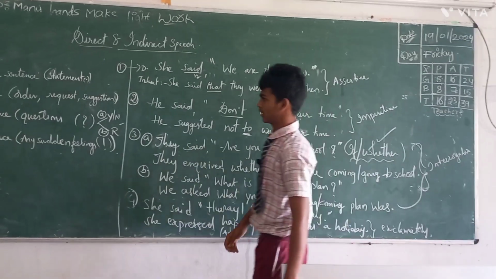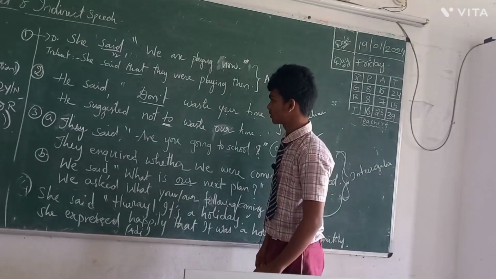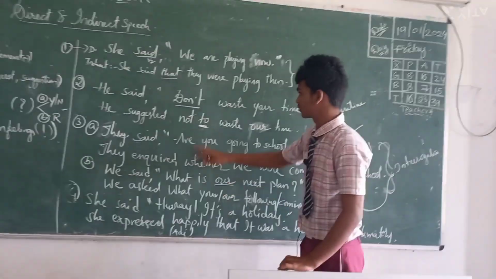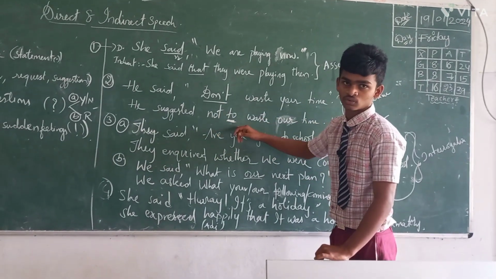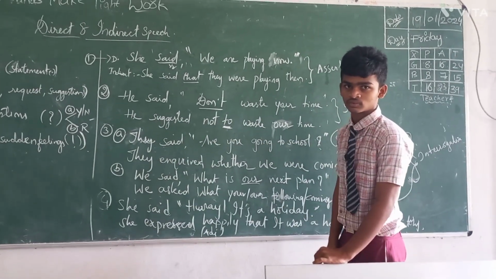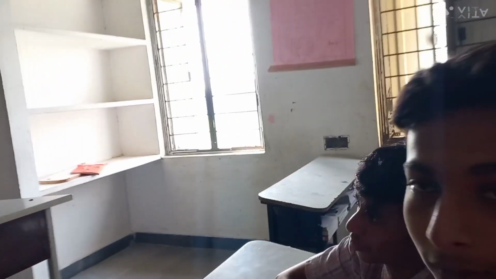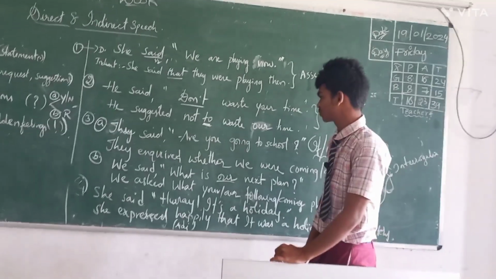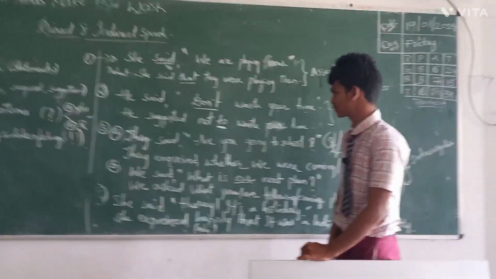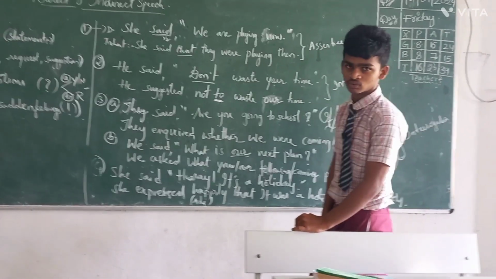Now, how did you connect this? Don't waste your time. How did you connect it in the indirect? Don't is changed into not to. Is that used here as a conjunction? No. Then what is used in the imperative sentence? Not to. In the place of don't, not to is used. If it is a positive sentence, only to is used.